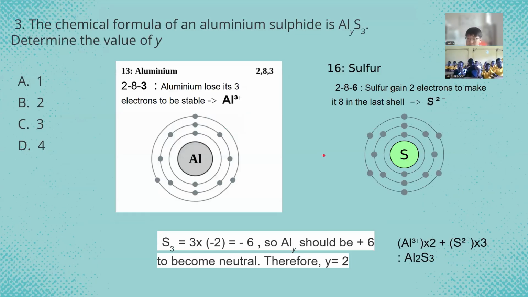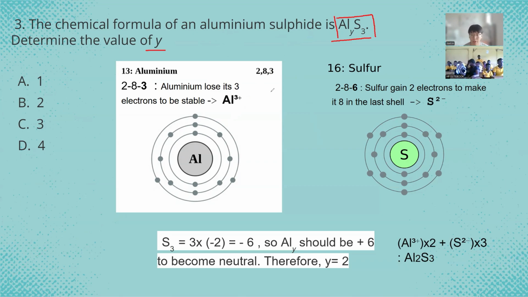So now let's look at this last question, and this will be the end of today's class after answering this one. So the chemical formula of an aluminum sulfide is Al_Y S_3. So what is Y? This question is a little tricky.